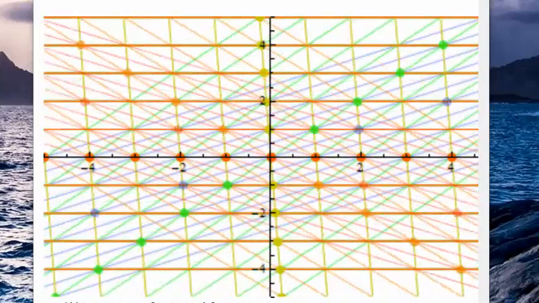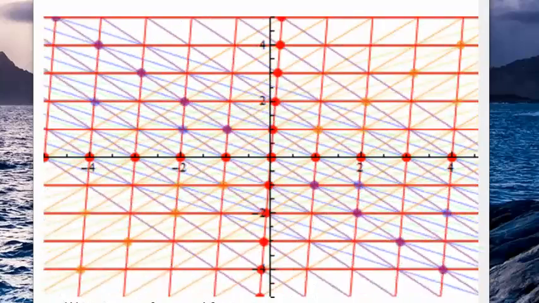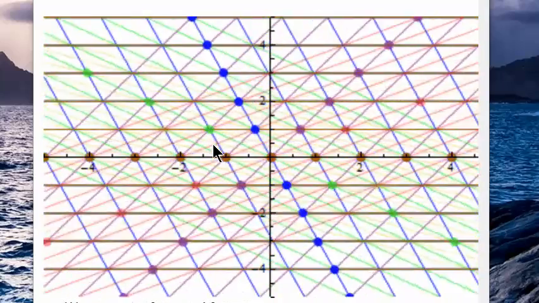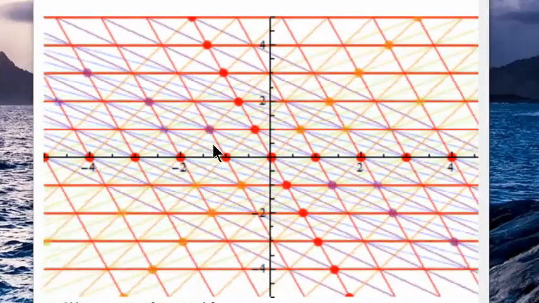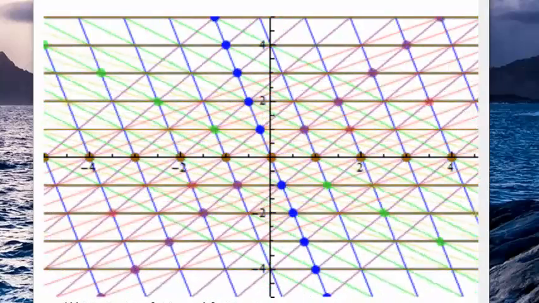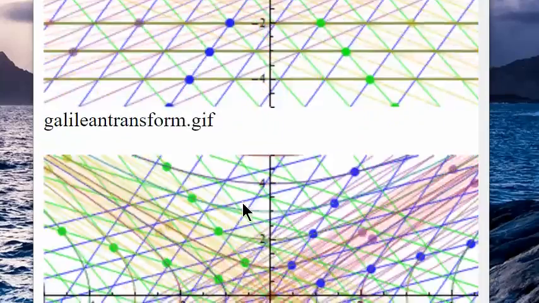None of the objects in this animation are actually accelerating. The straight lines from the future to the past indicate that they are standing still or moving at constant velocity. But from our accelerating point of view, their paths through space are changing. So that is called the Galilean transformation.